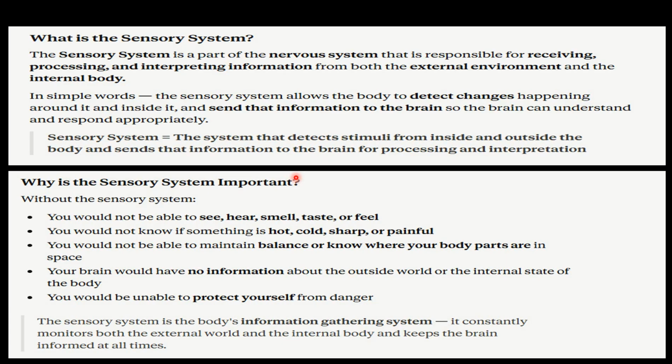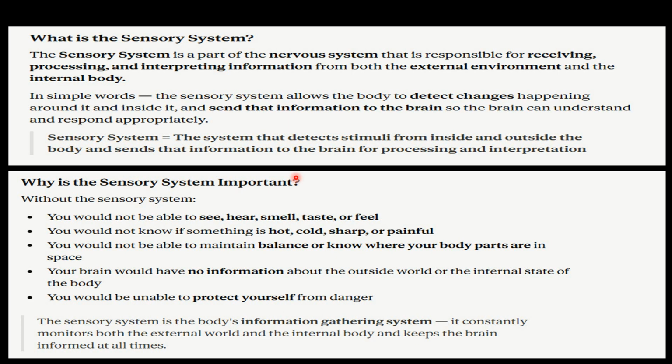Overall, we can say that the sensory system is a system that detects stimuli from inside and outside of the body and sends that information to the brain for processing and interpretation. Clear? So till here I think the definition of the sensory system is quite clear. Now the next thing is, why is the sensory system important? We'll see why it is so important.